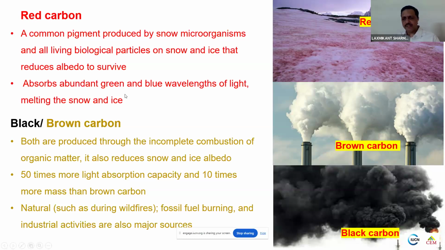Black carbon and brown carbon, everybody knows about these, as we face problems from them every day. Both are produced through the incomplete combustion of organic matter. They also reduce snow and ice albedo. Natural sources such as wildfires, and fossil fuel burning and industrial activities are also major sources of black carbon.